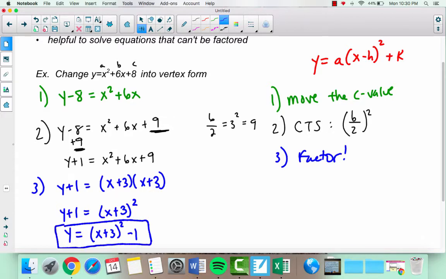So now it's in vertex form. Remember, I started in standard. Now I have vertex form, and you could use this to help you graph. I would be able to identify the vertex from this equation. I could find my axis of symmetry very quickly. Very useful to have it in that vertex form.